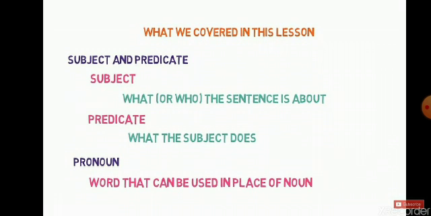Now let's see what we have covered in this lesson. Subject and predicate. We have learned what is subject and what is predicate. Who the sentence is about is your subject, and predicate is that part of the sentence which tells you about the subject or what the subject does. And then we learned what a pronoun is. Pronouns are words that can be used in place of noun. Now students, I hope this much is clear to you all, what pronouns are.